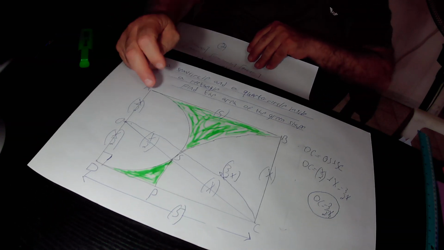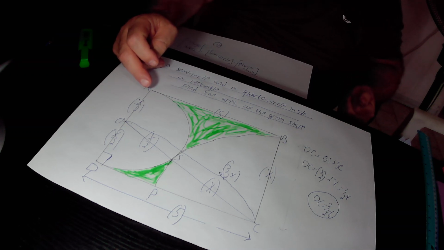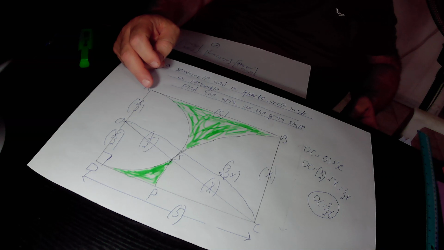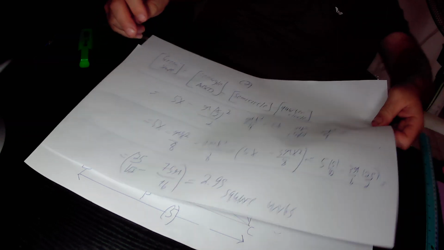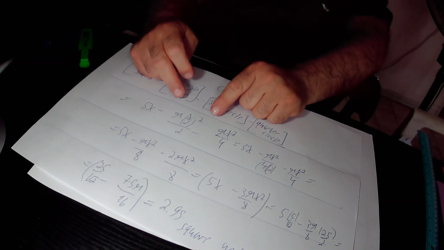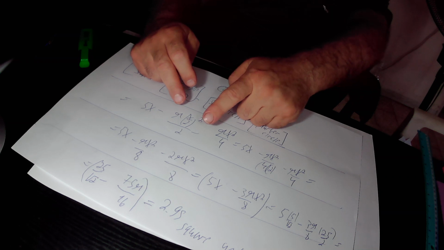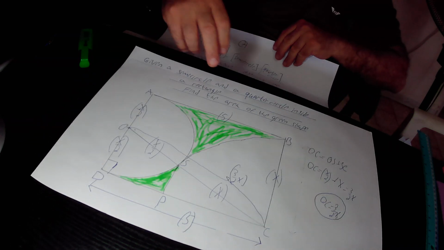What is the area of the semicircle? We know that the radius of the semicircle is x over 2. Therefore, the area must be equal to pi times (x over 2) squared, divided by 2. Repeat again, the area of the semicircle equals pi times (x over 2) squared divided by 2, minus the area of this quarter circle.